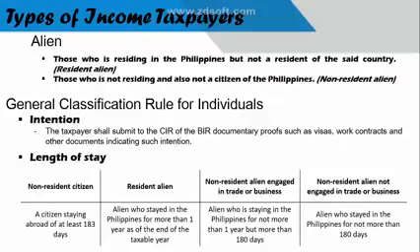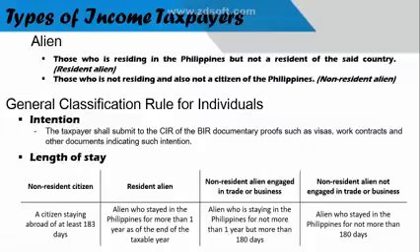Next, types of income taxpayer under individuals. Of course, alien. You are called an alien, not a literal alien with a weird appearance, but again, alien means foreigner or foreign. Those who are residing in the Philippines but not a citizen of the said country. So they are called resident alien. Living in the Philippines but not a citizen. Okay?